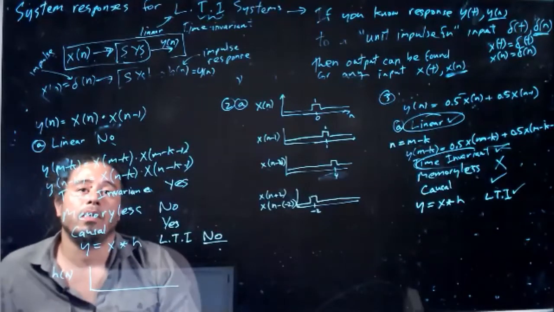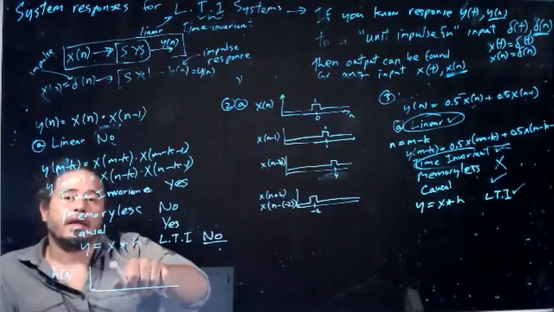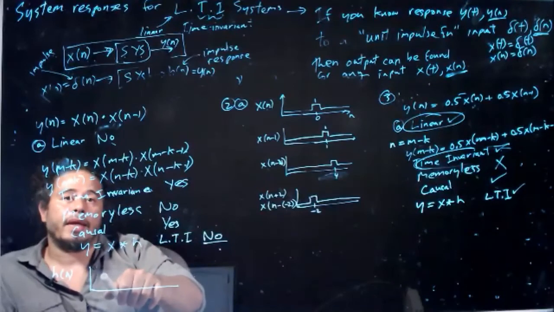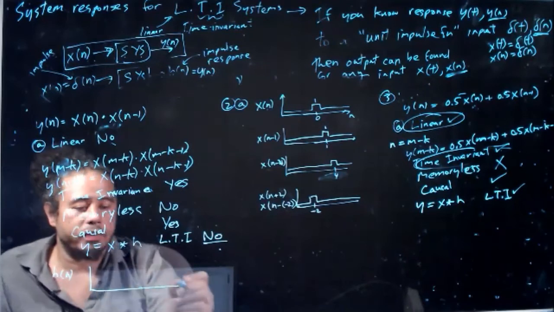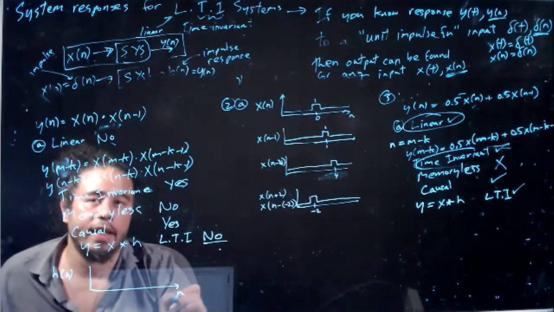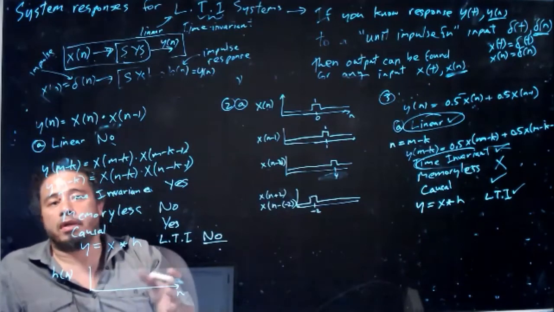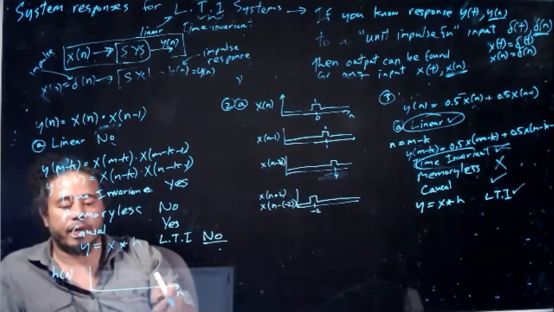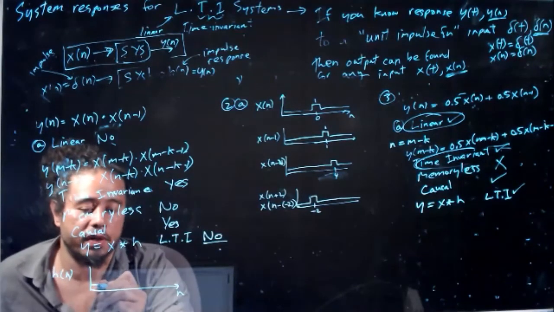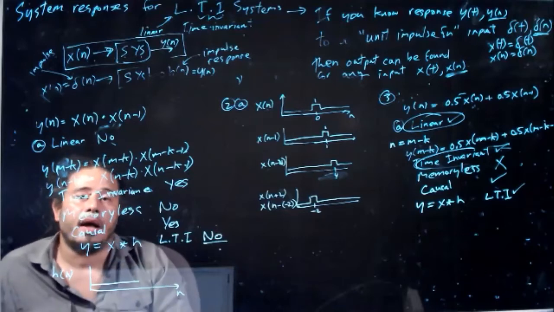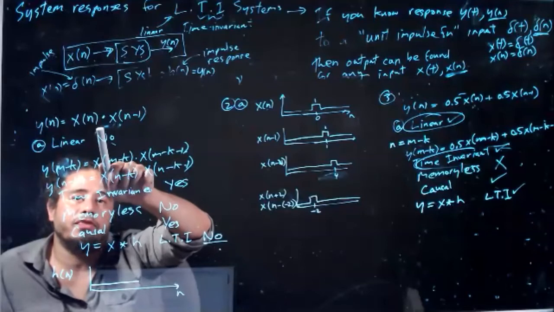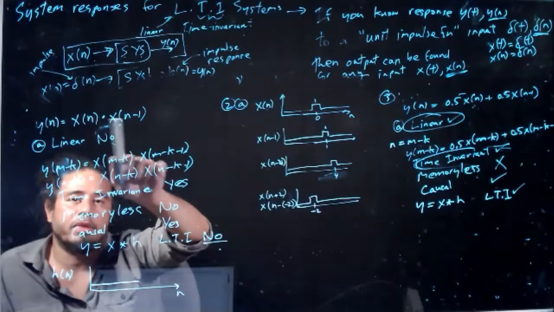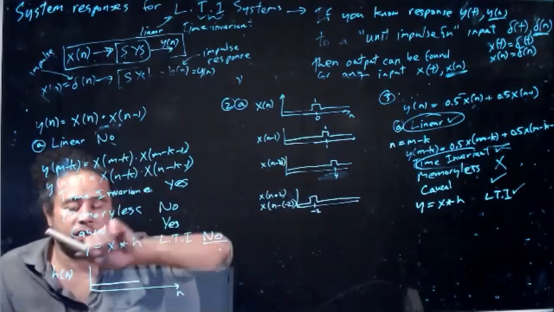Clearly, this is n on this axis, of course. When n is a value less than zero, then h of n would clearly be zero. But when n is zero or one, then something possibly interesting happens.